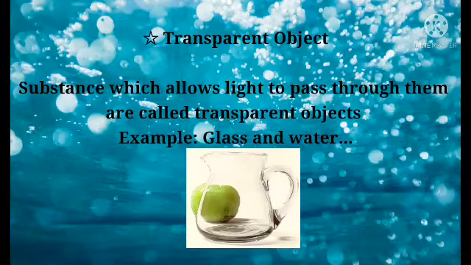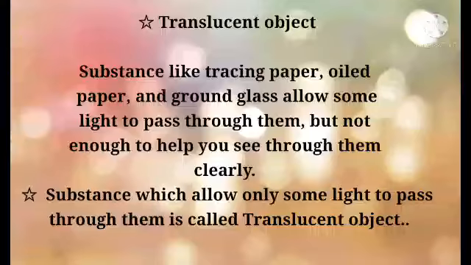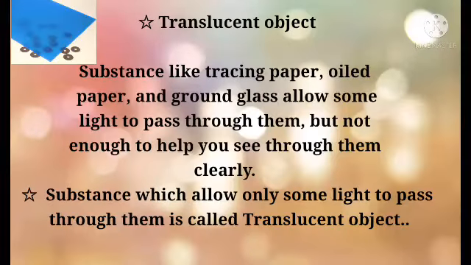Translucent objects. Substances like tracing paper, oiled paper and ground glass allow some light to pass through them, but not enough to help you see them properly or clearly. Substances which allow only some light to pass through them are called translucent objects.